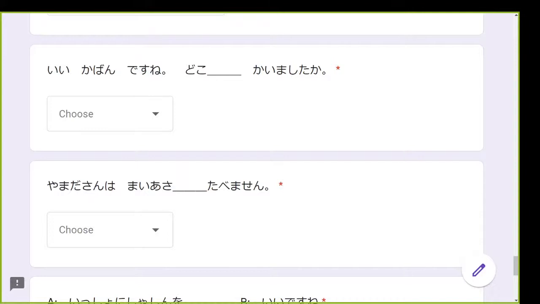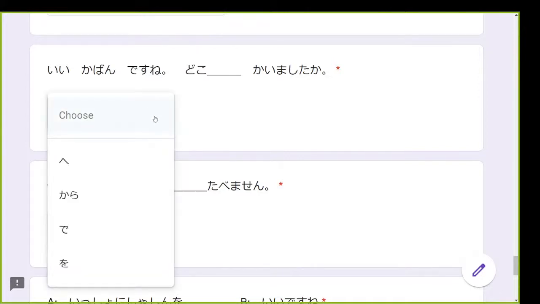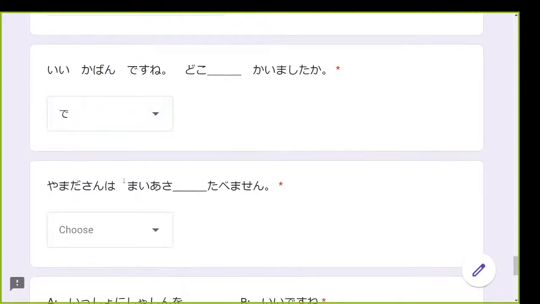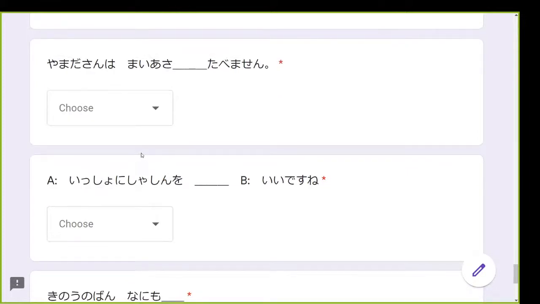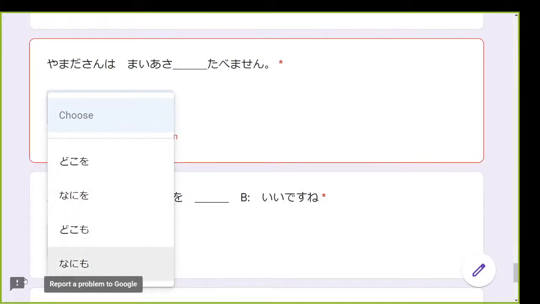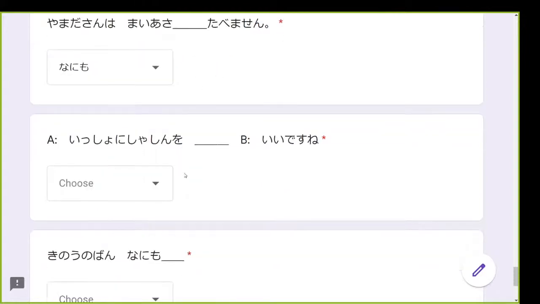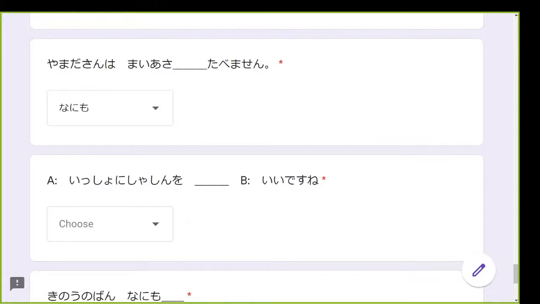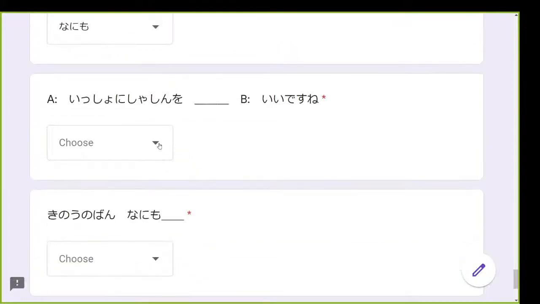Next one, let's have Sneed-san. いいカバンですね。どこで買いましたか？ Very good. Doko de kaimashita ka? Next, Jari-san. 山田さんは毎朝何を食べませんか。 What's the answer? 何も食べません。 Nani mo tabemasen. Very good. So we're saying here, Yamada-san will not eat anything at all in the morning, every morning. Next, Emma.